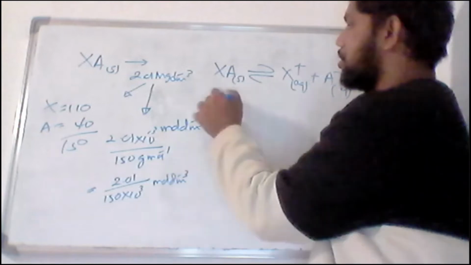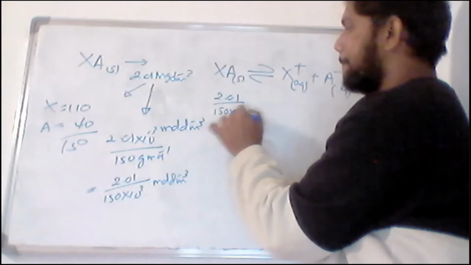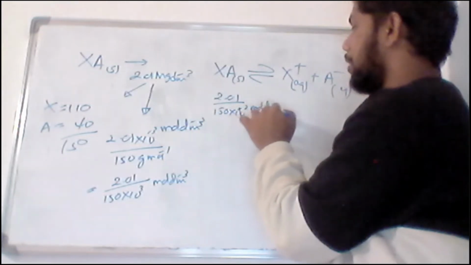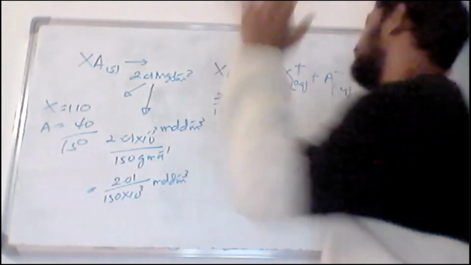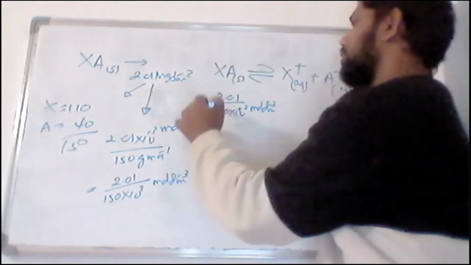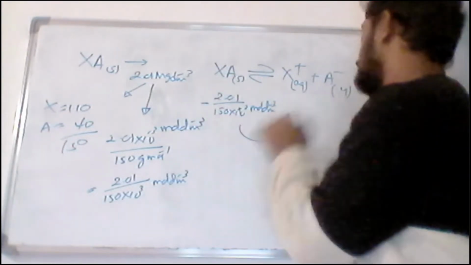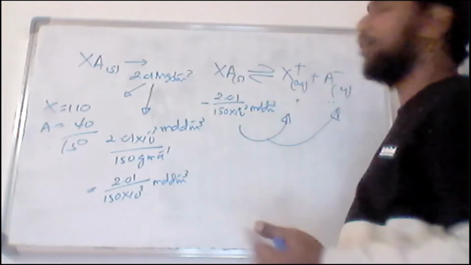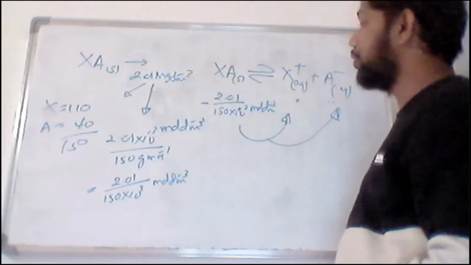And you know this value, times 10 to the power minus 3 mol dm minus 3, is the amount that will be soluble. The same solubility of these two ions should be formed because the stoichiometry is 1:1. The anion and cation stoichiometry is 1:1.